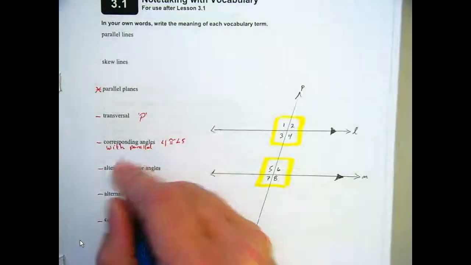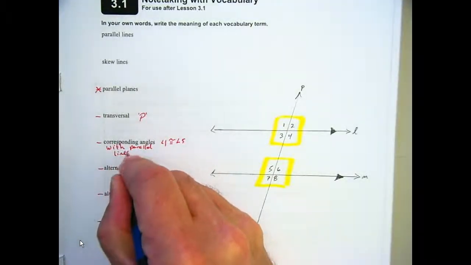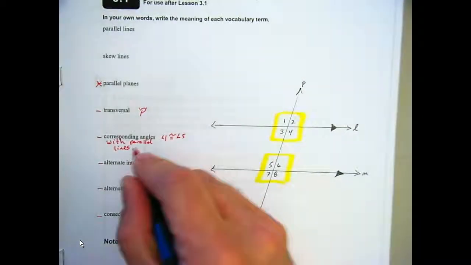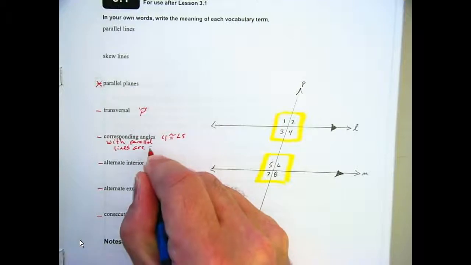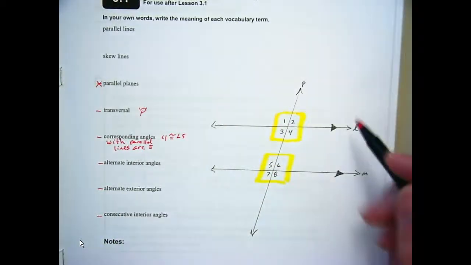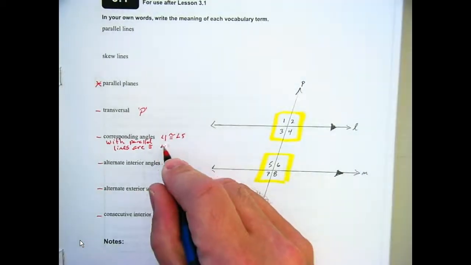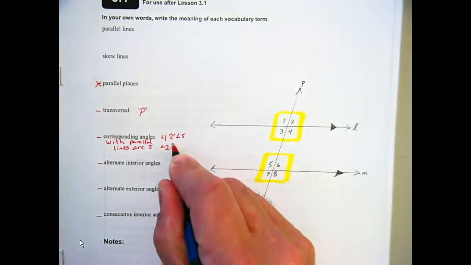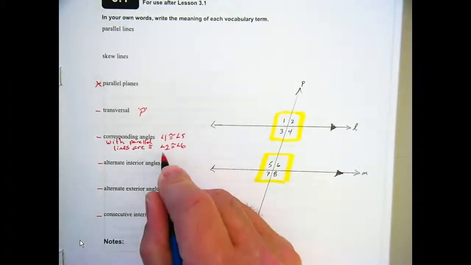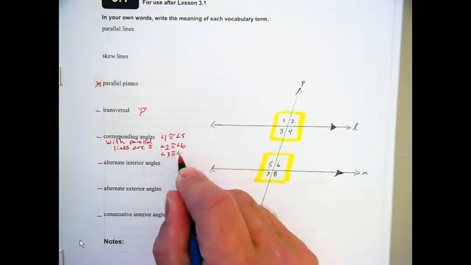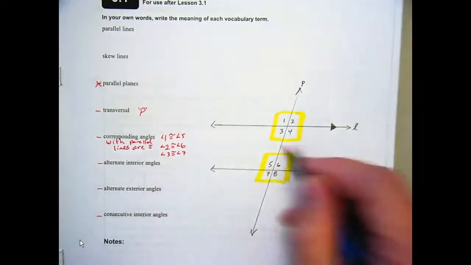Now make sure you stipulate that the lines have to be parallel. Corresponding angles with parallel lines are congruent. They're equal. Okay, so angle 1 and angle 5. What's another set? 2 and 6. Tell your neighbor another set. 3 and 7, and 4 and 8.